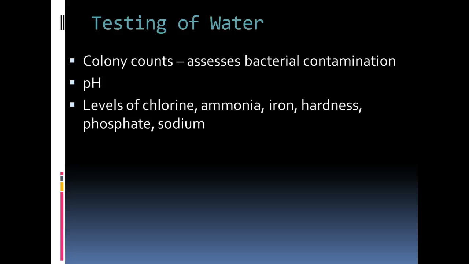Not only do we use specific types of water, we have to make sure that water is safe. We do colony counts where we send it to the microbiology department to make sure bacteria isn't growing in our water containers. We need to watch the pH. Too high a pH or too low a pH can mean there's too much acid or too much base inside of our water. And we look for levels of chlorine, ammonia, iron, hardness, phosphate, and sodium. So obviously if we're purchasing type 1 water, we would not have those items present. But if you're using some type of distilled water or whatever, you may check for those types of levels.